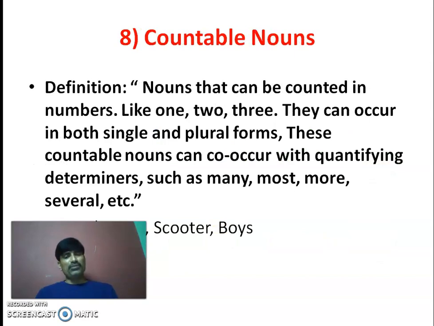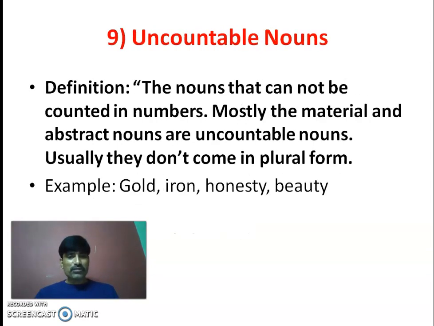The next one is countable noun. Very easy to understand. Countable means you can count 1, 2, 3. Any name that can be counted is a countable noun, and they occur either singular or plural. Singular means one, plural means more than one. That we all know. The next one is uncountable noun, which cannot be counted in number like 1, 2, 3, 4. As I said in the previous slide, mostly the material nouns and abstract nouns come under this heading, uncountable noun. Very simple to understand. They cannot be counted as 1, 2, 3.